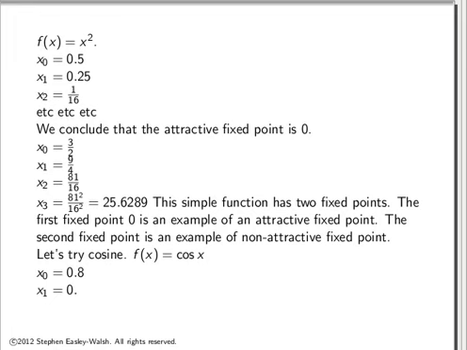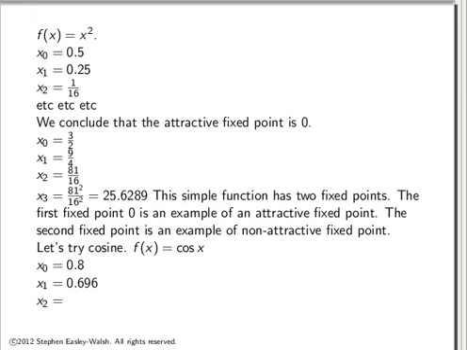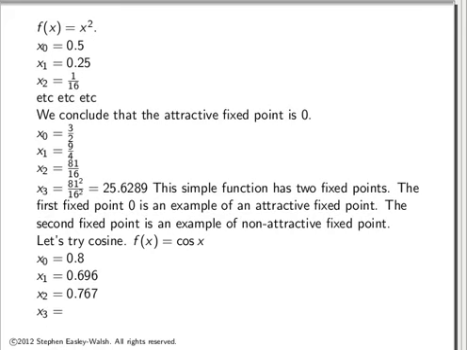0.696. Okay. And then we'll do it 3 times. So we'll do it again. So just do cos answer. Then we get 0.767. And then do cos answer. We get 0.72. One more, because now I'm curious. We get 0.752.